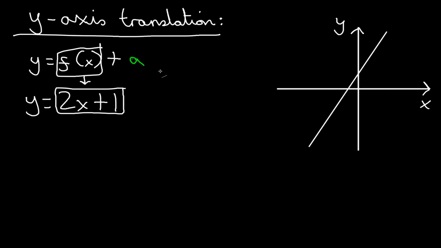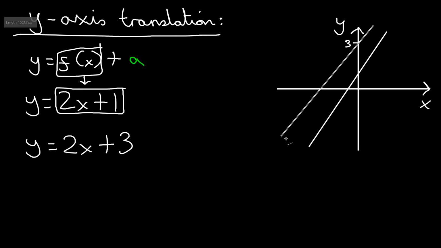And now if we add a constant to it, let's say 2, then adding 2 to 1 makes 2x plus 3. Our graph would now have moved up 2 units. It's about parallel.